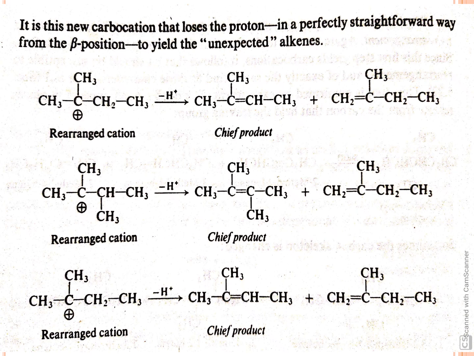In the second and third examples also you can find out what the attachments are on the double bonded carbons. In the second reaction, in the chief product, you can see two methyl groups are attached to the double bonded carbons. In the secondary product of the second reaction, one double bonded carbon is attached to two hydrogens and the other carbon is attached to two alkyl groups. So the one which has more alkyl groups attached is more stable.